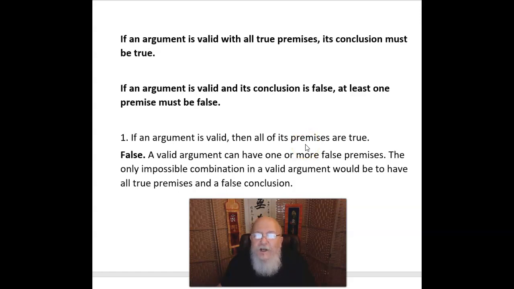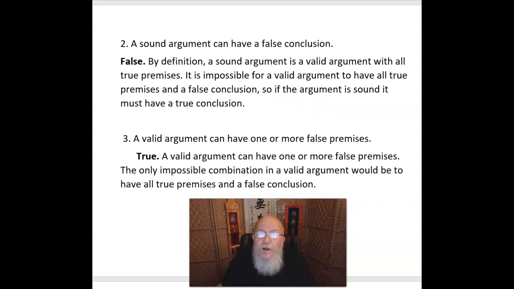And here is how you would do it. Suppose you had to decide whether or not this is true or false: if an argument is valid, then all its premises are true. Well, that's false, because a valid argument can have one or more false premises. The thing to keep in mind is the only impossible combination in a valid argument would be to have all true premises and a false conclusion.